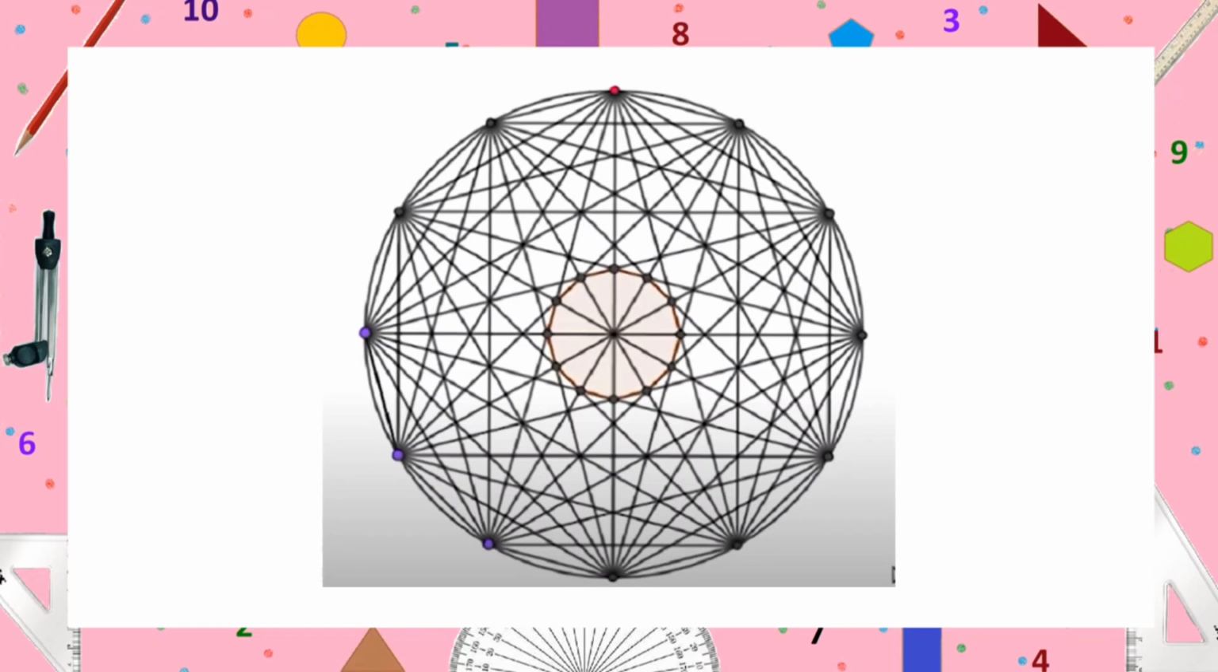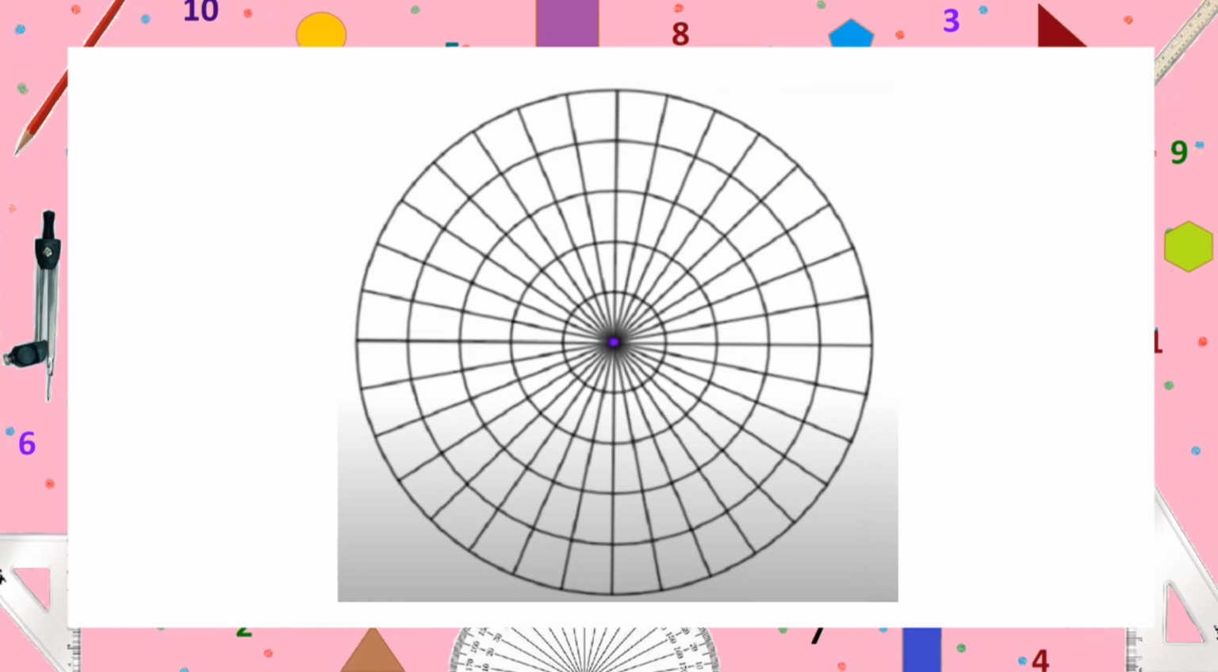Let's draw another pattern. Draw a circle in your notebook of any radius. Now we are going to divide this circle into 32 equal parts. Look at this. Here, first we have drawn a big circle and four small circles inside this big circle, right? Then we have divided this circle into 32 equal parts.